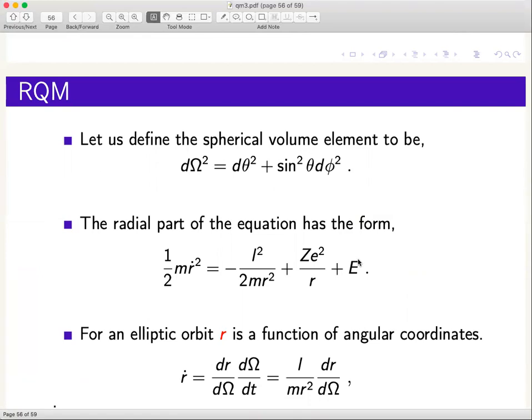Sir, isn't an R missing in d omega squared? No.